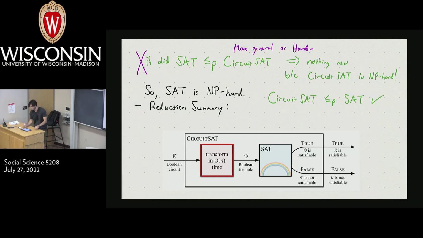And so because circuit SAT was hard, and this means harder than, this implies SAT is hard. So SAT is harder than a hard problem, and so by transitivity of hardness, SAT is hard. That's another way you can look at it.